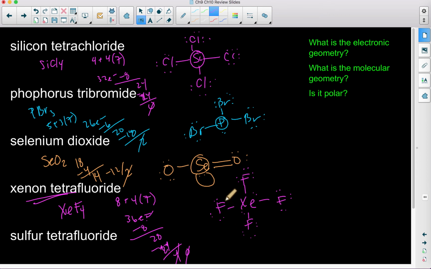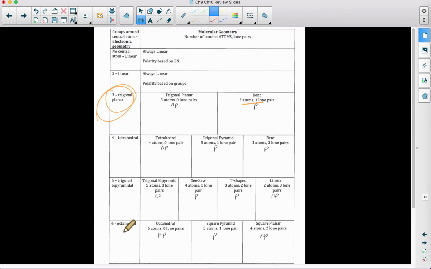So in terms of determining our structure, we have a central atom that has 1, 2, 3, 4, 5, 6 total groups around it. So we go over here, 6 total groups. 4 of them are atoms, 2 of them are lone pairs, so we'd say it's octahedral, square planar, nonpolar.